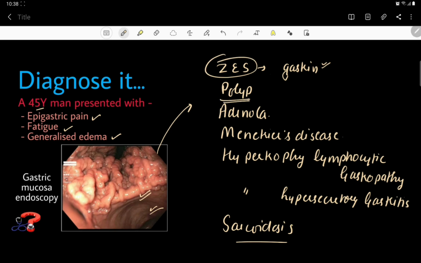Next is the polyp, and the thing is this polyp is usually a localized swelling. Diffuse kinds of polyps are rare. Next is adenocarcinoma. Well, in earlier stage, adenocarcinoma is also localized, but in later stage, yeah, it can be diffuse also. Next one is hypertrophic lymphocytic gastropathy and hypertrophic hypersecretory gastritis, and Menetrier's disease.